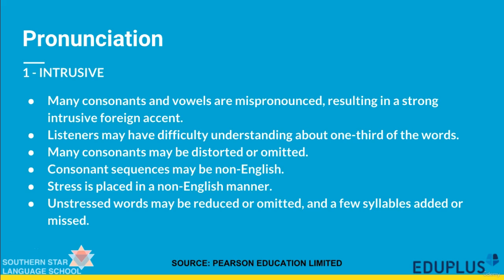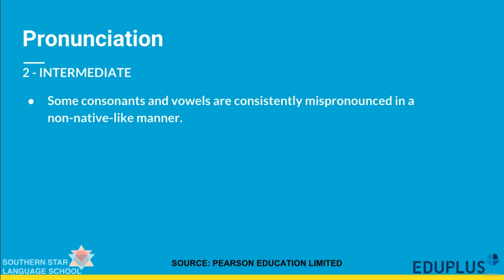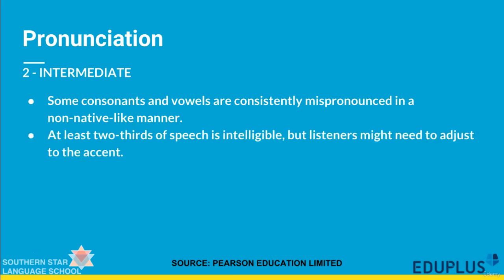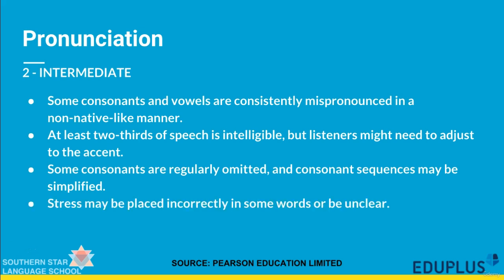A candidate will get 2 points and will be considered to be intermediate when some consonants and vowels are consistently mispronounced in a non-native-like manner, and at least 2/3 of speech is intelligible, but listeners might need to adjust to the accent. Some consonants are regularly omitted, and consonant sequences may be simplified. Stress may be placed incorrectly in some words or be unclear.